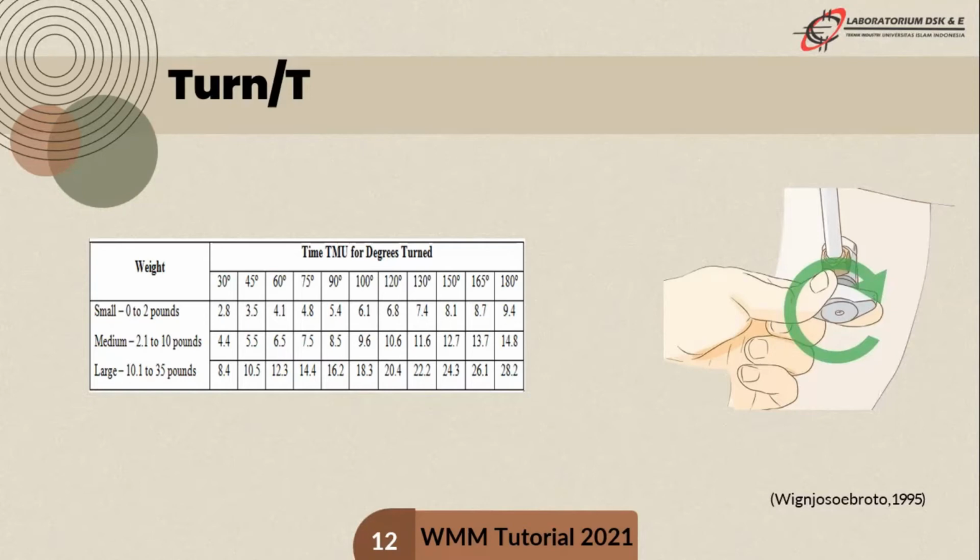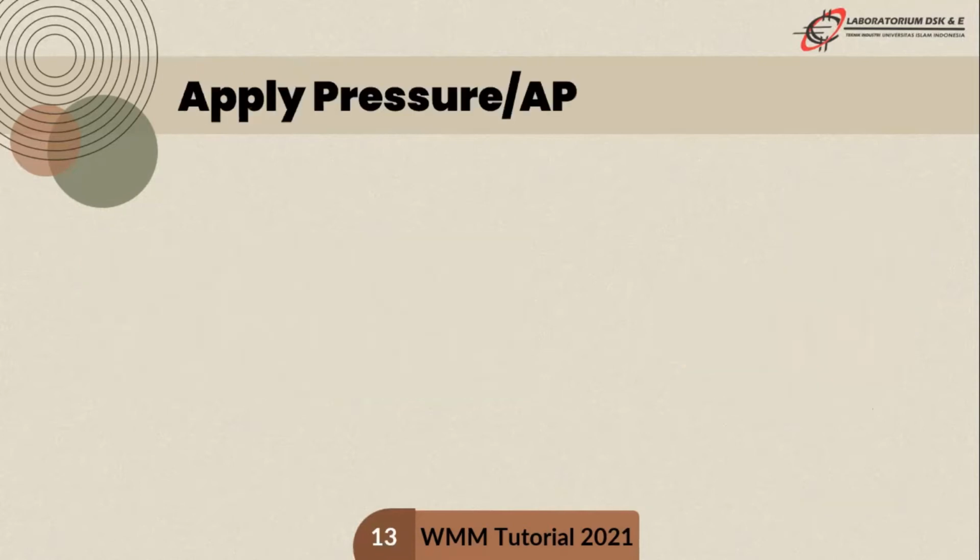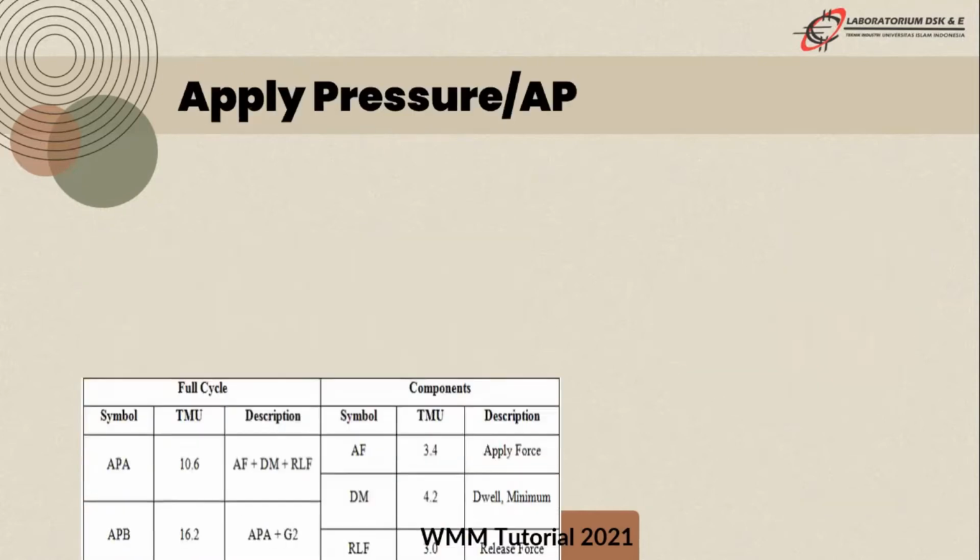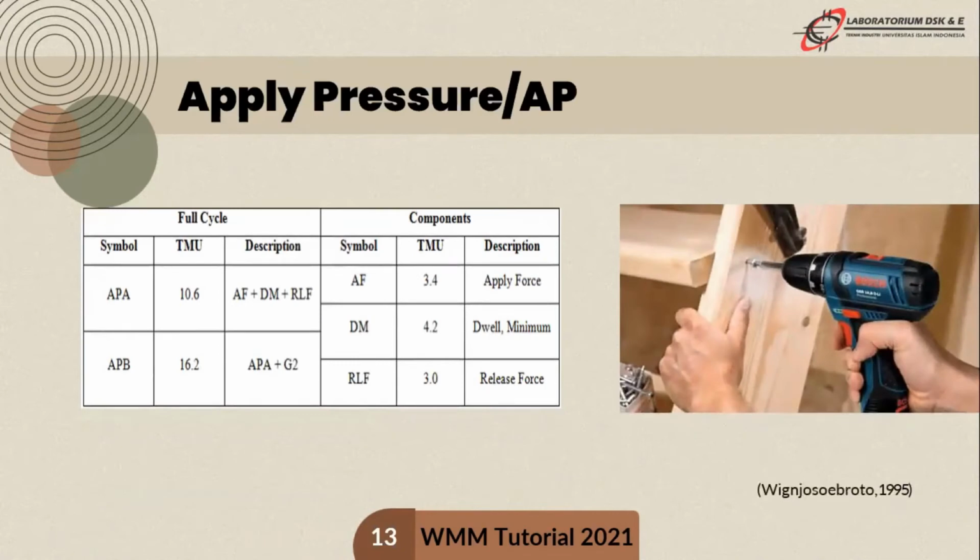For example, the activity shows a 60 degrees movement 2 times, and then we can multiply 4.1 by 2, and we get 8.2 TMU. Okay, let's continue to the next activity, apply pressure. Based on the table, there are full cycle and component. Let's focus on APA and APB.